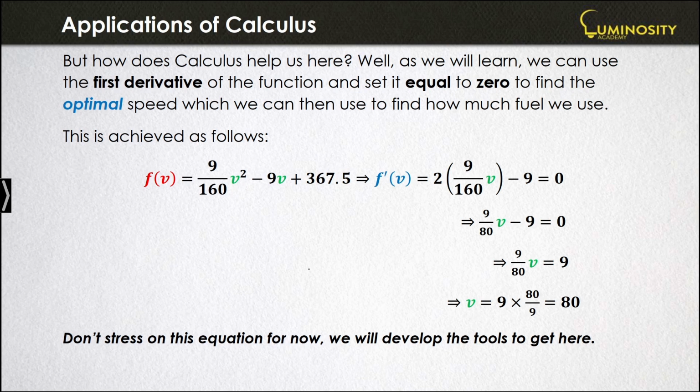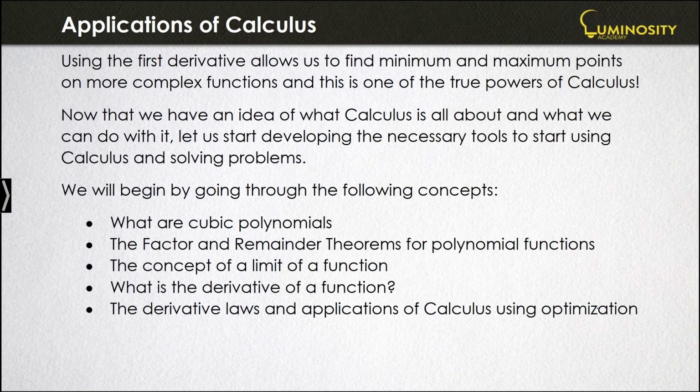So essentially, from this function f(v), we take the first derivative, and we will see how this is done. But essentially, if you do the calculations, you get v equals 80 kilometers per hour, which is that minimum turning point. So don't stress on this equation for now. We will develop the tools to get there, but we can actually see that the tools do work, which is very nice. So using the first derivative allows us to find minimum or maximum points on more complex looking functions. And this is one of the most amazing powers of calculus.